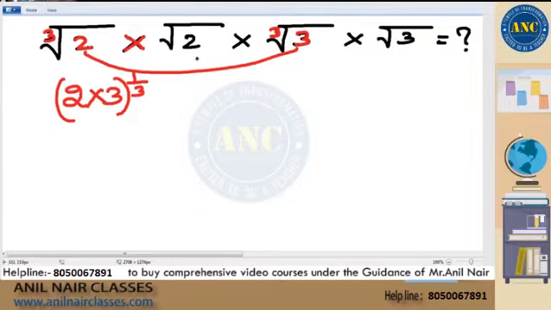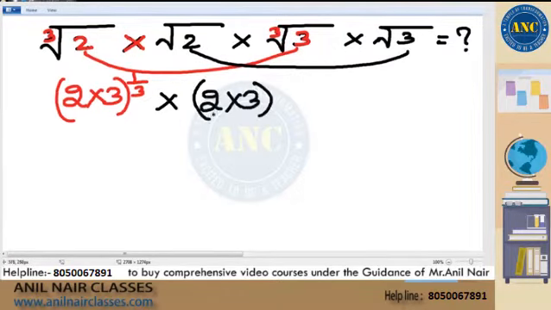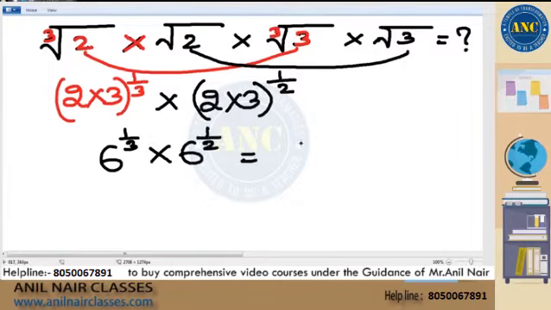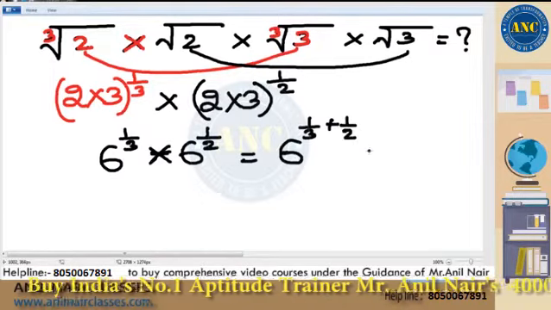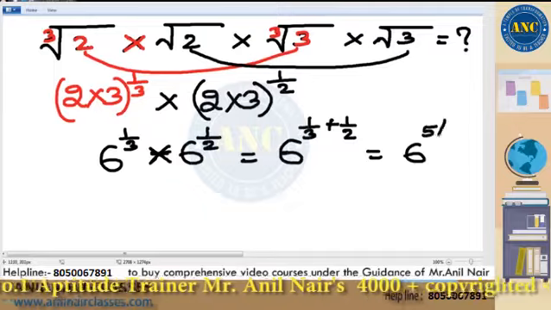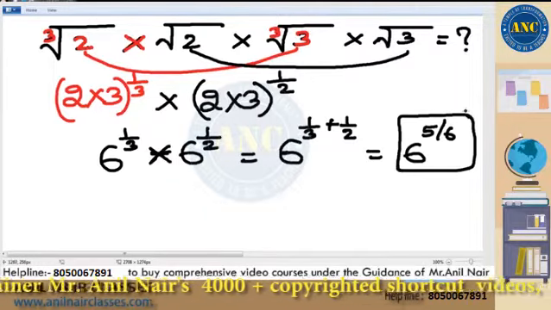Similarly, here it is square root, and the last term is also square root. Again the powers are same. Power is nothing but 1 by 2 in both cases. Multiply the bases, it is 2 into 3, and keep the common power 1 by 2. So the first term is 6 power 1 by 3. Next is 6 power 1 by 2. Now the bases are same. Keep only one base, and if they are multiplied, you should add the powers. Powers sum is 1 by 3 plus 1 by 2, which is 5 by 6 in the power. Answer for this question is 6 power 5 by 6.